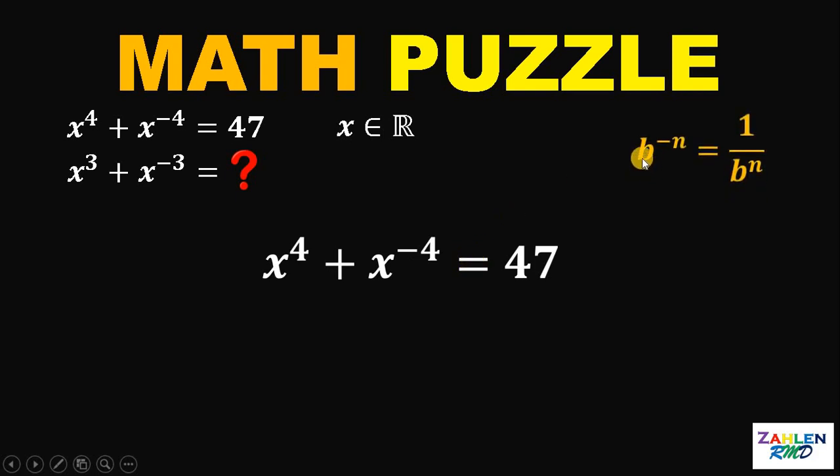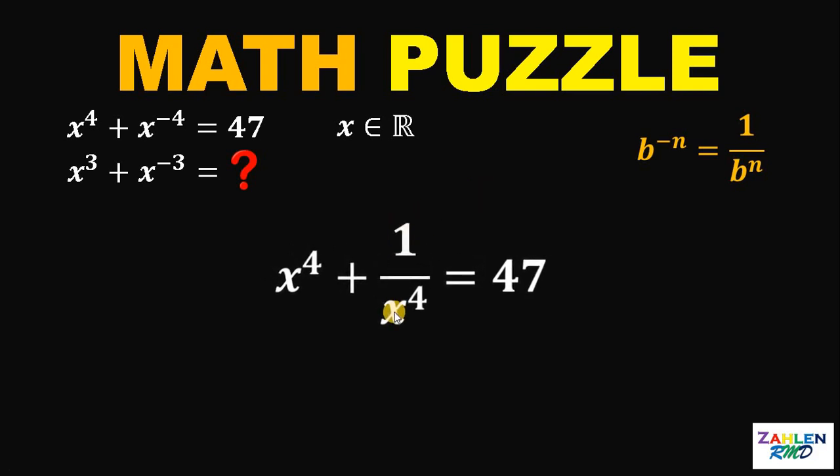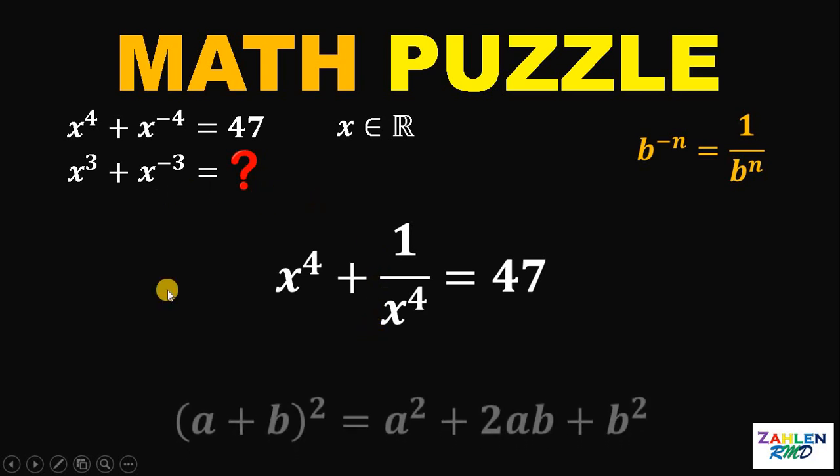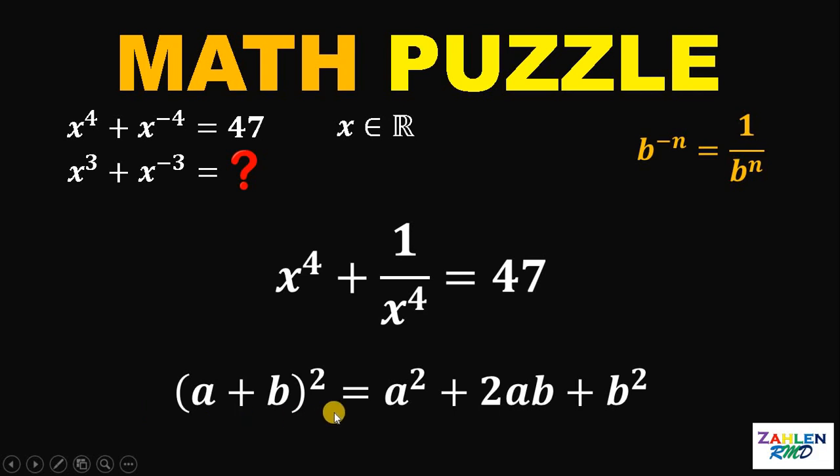So take note that if we have b raised to negative n, it is equivalent to 1 over b raised to n. Therefore, this x raised to negative 4 can be written as 1 over x raised to the fourth power. Now at this point, what we're going to do is to use this equation to solve for the value of x cubed plus x raised to negative 3. Now to do that, we will use this identity. If we have a plus b quantity squared, it is equivalent to a squared plus 2ab plus b squared.